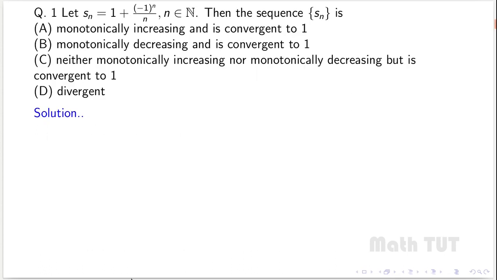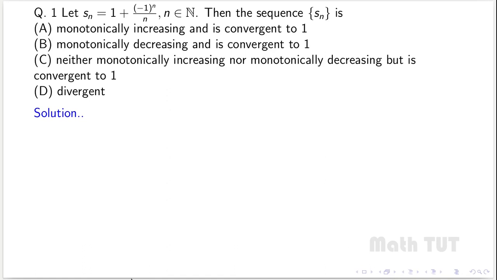Okay, so let's move on to the first question. Here we have a question in which we are asked something about a sequence. We are given a sequence Sn = 1 + (-1)^n / n, where n is a natural number, and we are asked whether this sequence is monotonically increasing, decreasing, or convergent or divergent, whatever it is. So it's actually a simple question.